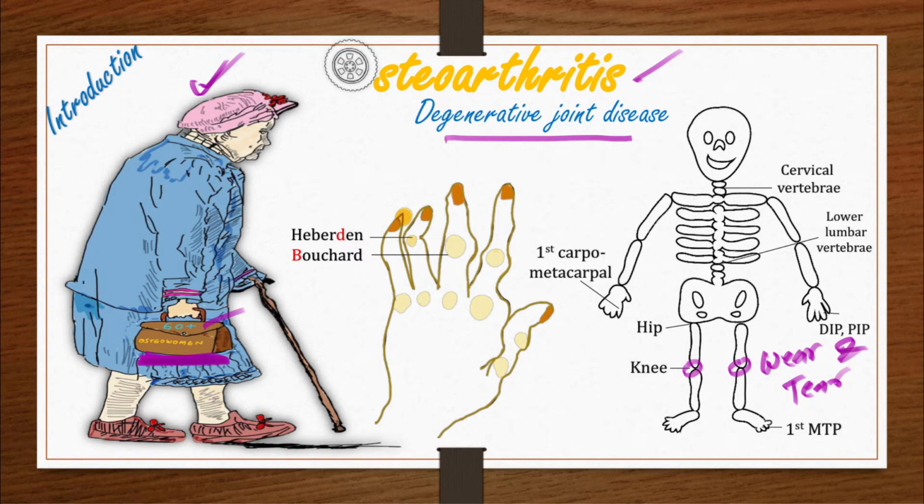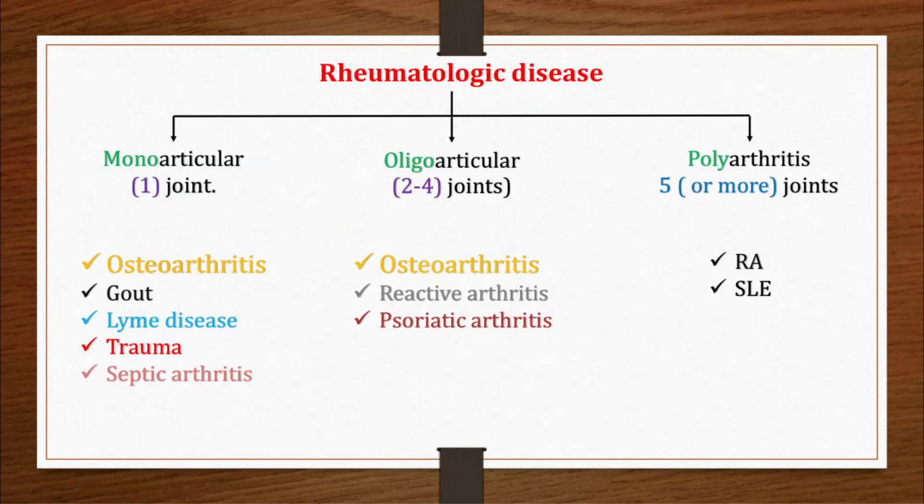So now let's begin with the osteoarthritis. As we discussed before, rheumatologic diseases are monoarticular involving one joint, oligoarticular involving 2 to 4 joints, and polyarticular, polyarthritis involving 5 or more joints. So how about osteoarthritis? Where it fits? So osteoarthritis can be mono or oligoarticular, right? In very rare cases, it's polyarticular polyarthritis, because osteoarthritis is a local biomechanical or wear and tear problem, right?